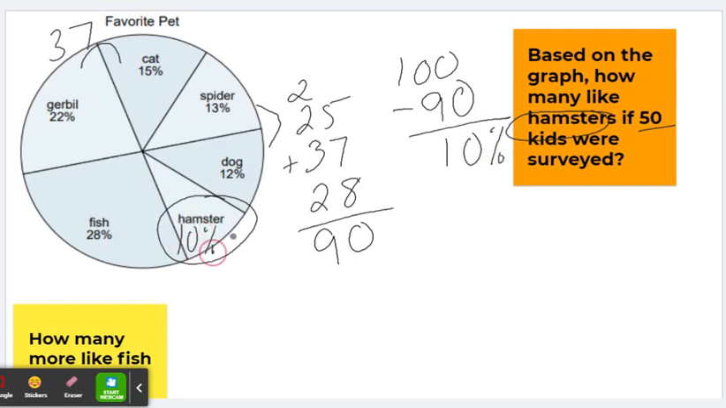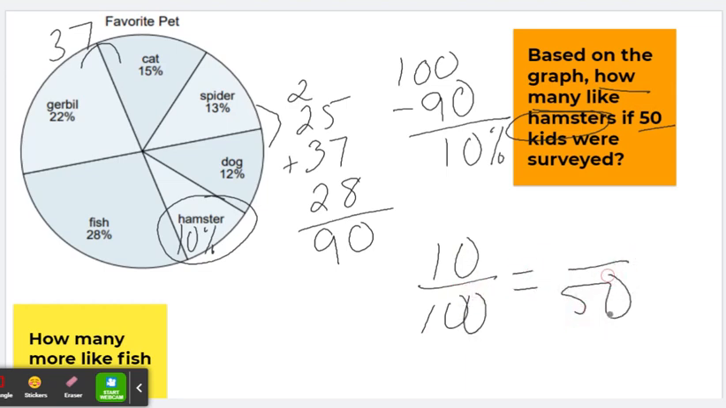Well, that's not our final answer because it doesn't ask what percent. It says how many. I need to know 10 out of 100, 10%, if 50 were surveyed. Well, we know we can divide 100 by 2 to get 50. So 10 divided by 2 is 5. So 5 kiddos like the hamsters.